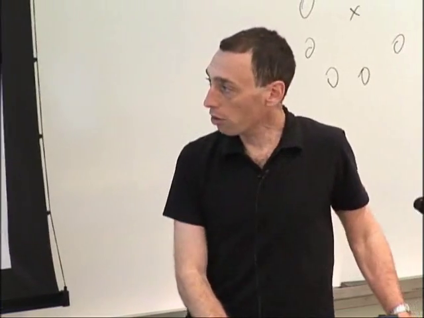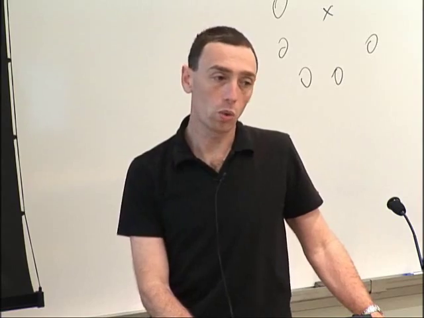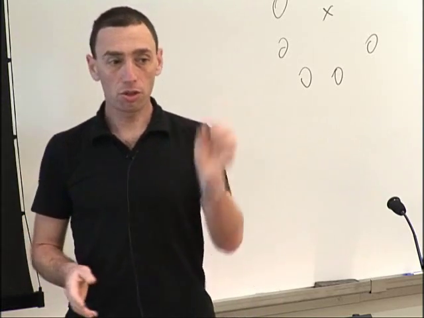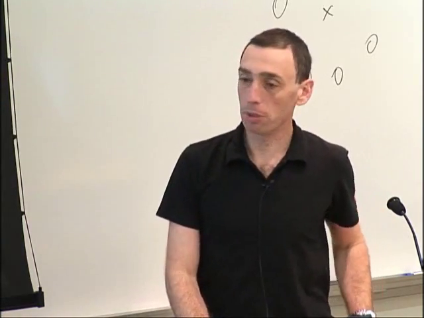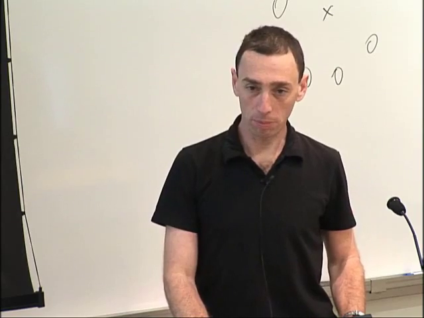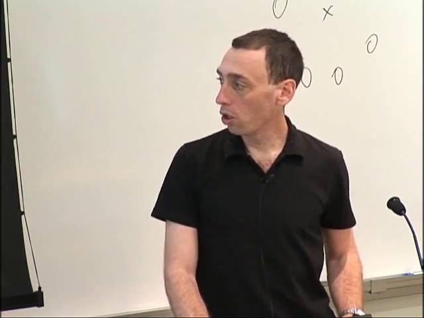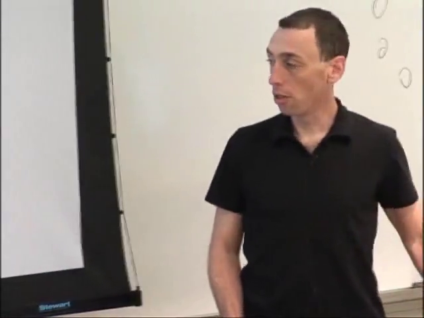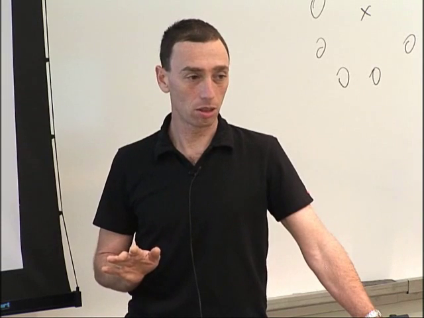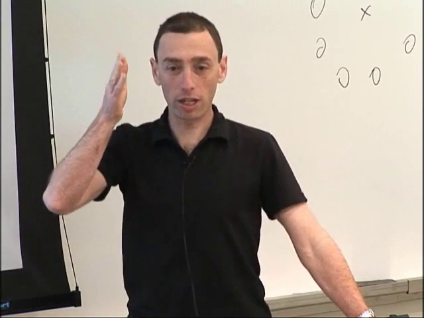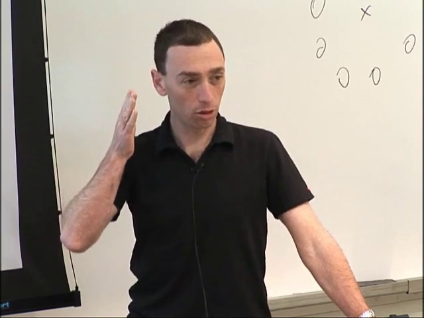But there are some interesting things about the Tukey depth. For example, we know that if we work on a d-dimensional space, there is always a point with depth at least 1 over d plus 1, regardless of the distribution. And we know further that if the distribution Q is log concave, then there is always a point with depth 1 over e, regardless of the dimension. Now, 1 over e is very good. Remember that the optimum we hope for is 1/2, so 1 over e is very close to that.